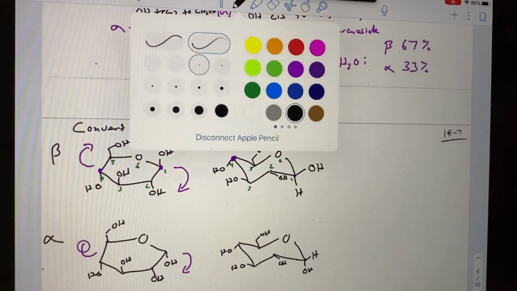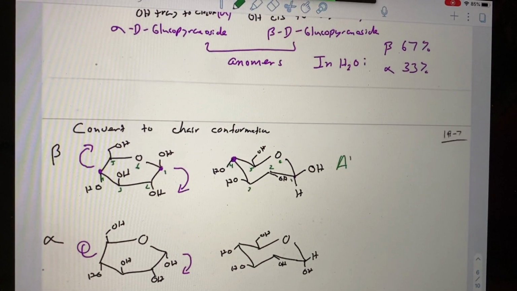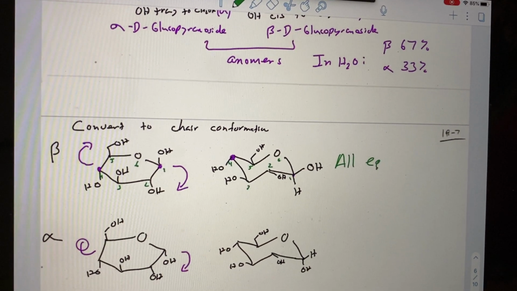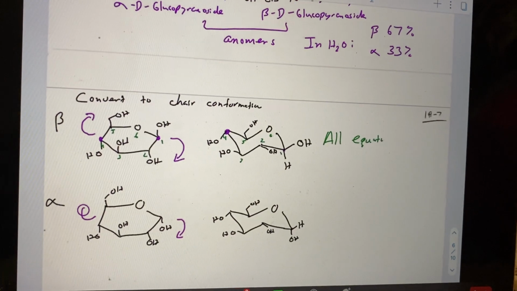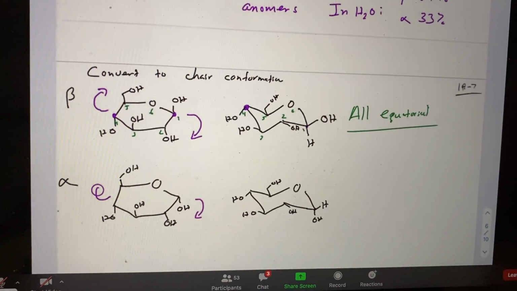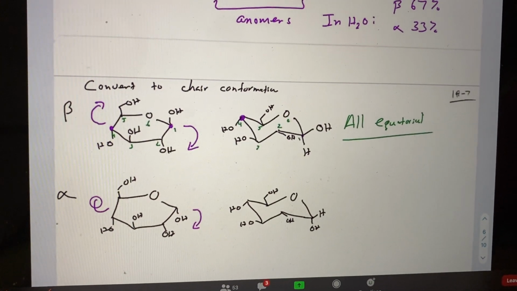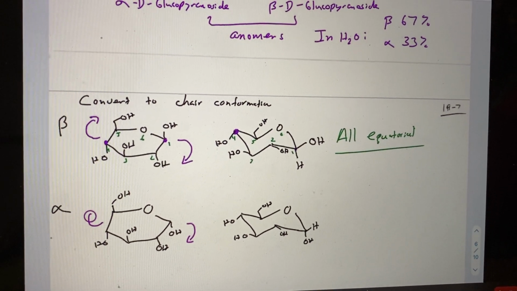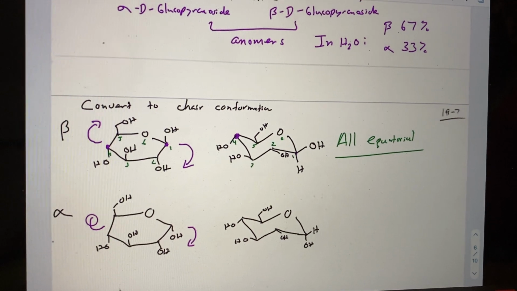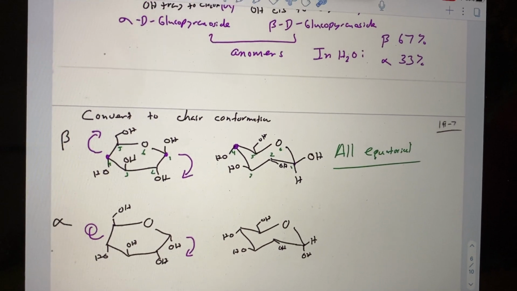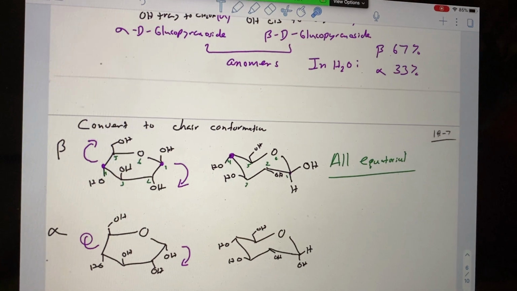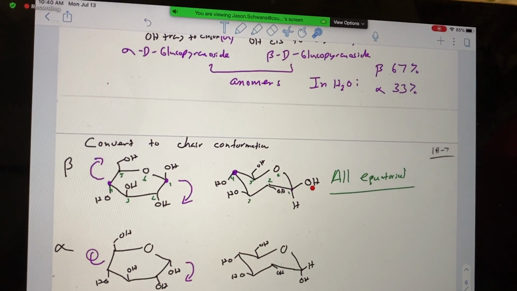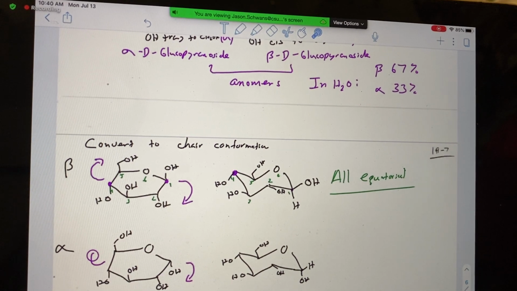Remember, in general, having the larger groups at the equatorial position are energetically favored. And actually, beta glucose has every functional group in the equatorial position. The alpha conformation has every group except one in the equatorial position. So by having this hydroxyl group in the equatorial position, maybe that's energetically favorable, and that's why the beta conformation is preferred.